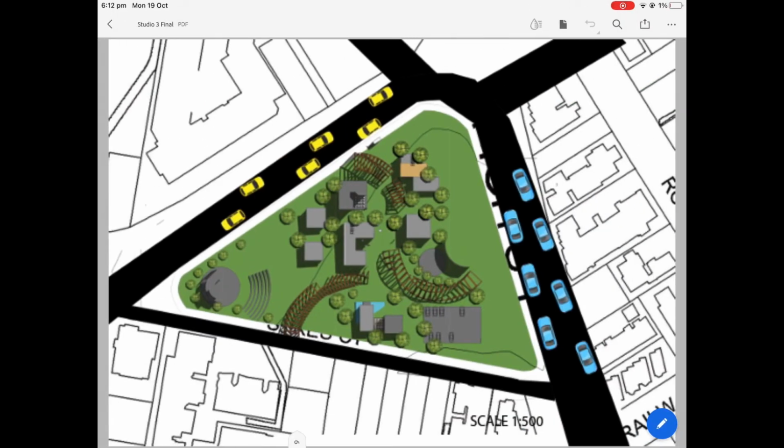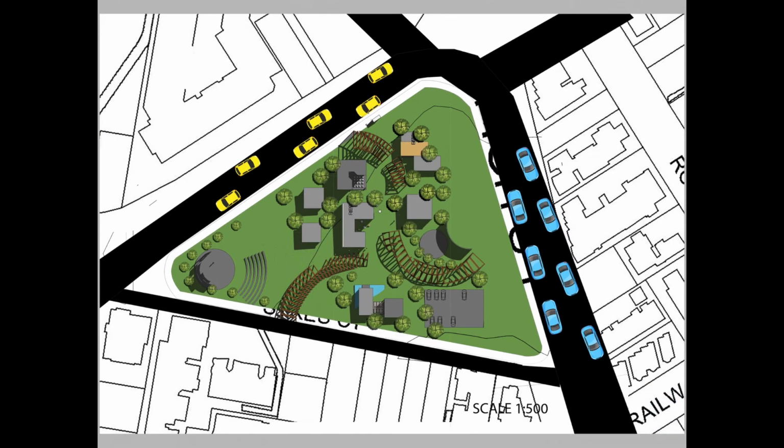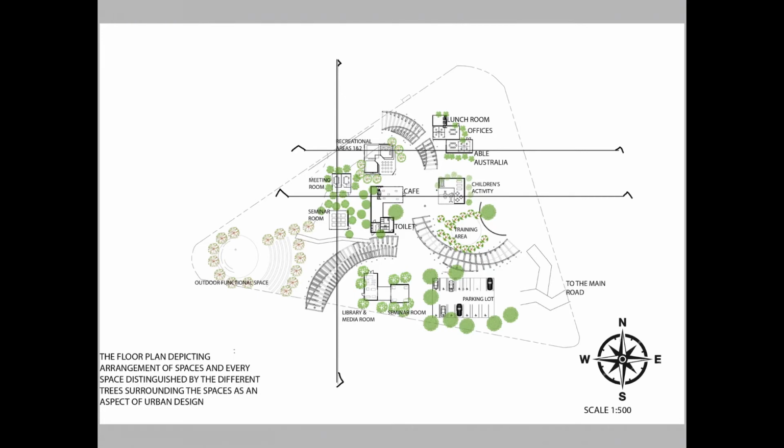And this is the site plan, where I placed the outdoor function space on the extreme west of the site, utilizing the topography of the site as seating, where people can sit and watch the function. And this is the floor plan with everything labeled, where the seminar room and the meeting room are hidden with the trees.